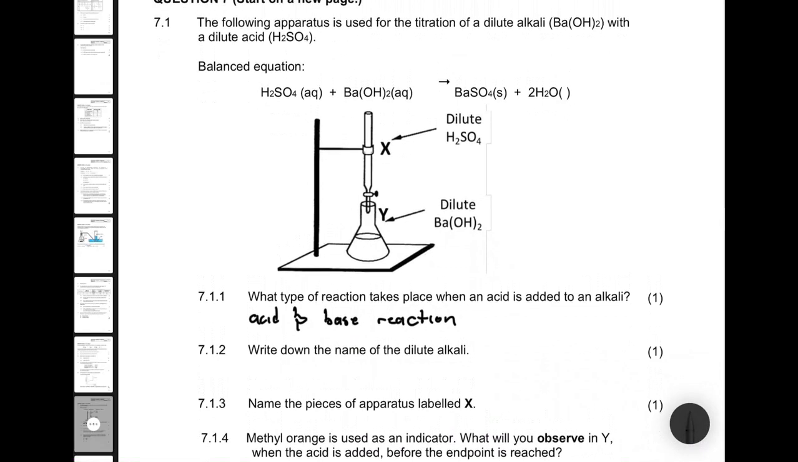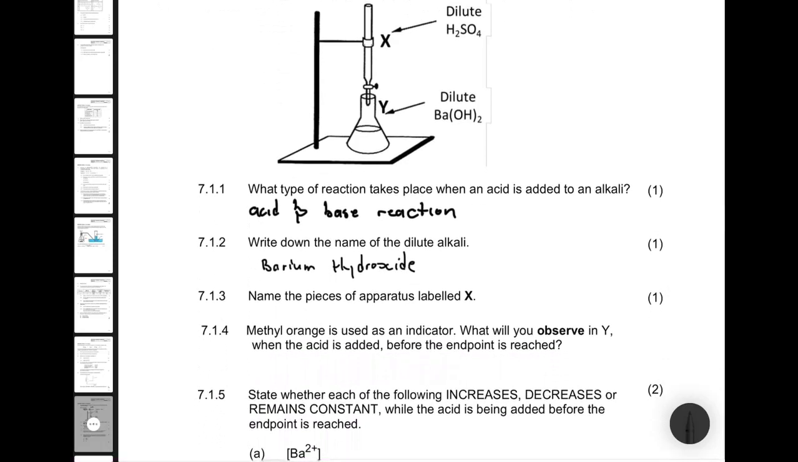Now let's move to 7.1.2, which says, write down the name of the dilute alkali. So the acid is H2SO4, right? Which is basically sulfuric acid. Ba is barium, right? And then OH, you usually pronounce it as hydroxide, right? If you remember, if we have NaOH, this would be sodium hydroxide, right? So this will consequently be barium hydroxide. So here 7.1.2, we have barium hydroxide.